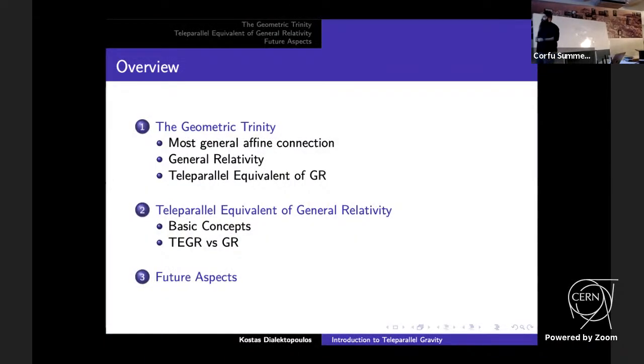So the overview of my talk is going to be like this. I'm going to start by showing you what the geometric trinity of gravity is, which is in fact three totally equivalent descriptions of gravitational interactions. One of them, of course, is GR, and the other one is the teleparallel equivalent of GR. And there's the third one, which I will not describe in this talk, but I will mention it. It's the symmetric teleparallel equivalent. And I'm going to give you some more details about what this teleparallel equivalent of relativity is.